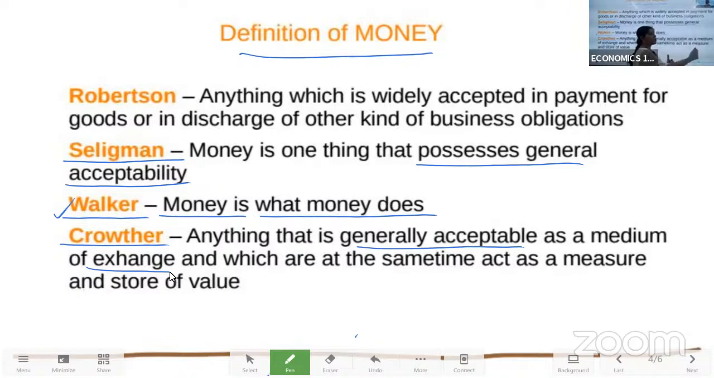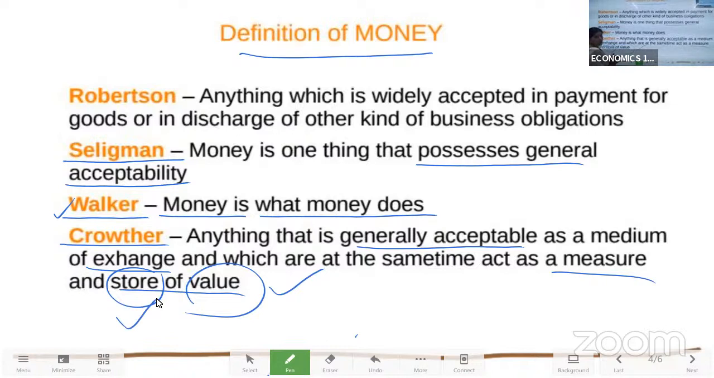Exchanging of one commodity for another commodity, as a medium of exchange. If anything is accepted, and at the same time it acts as a measure and the store of value. Again, he added two things. What are the two things Crowther added? We can store it, the money can be stored, and it has a measure of value also. One is the measure of value and the other is the store of value. We can store it, we can measure its value, and it is generally acceptable. That is called money according to Crowther.